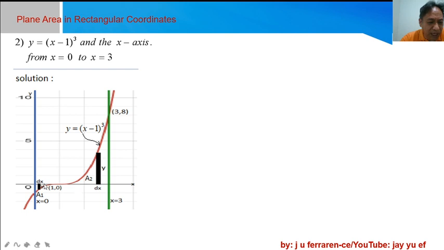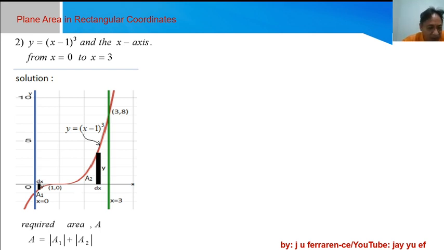So, maybe I can call this A sub 1 and this A sub 2, and the area required is actually the sum of the absolute values of A1 and A2. I put an absolute value for A1 and A2 because if you calculate directly, there is a possibility of arriving with a negative area and a positive area.